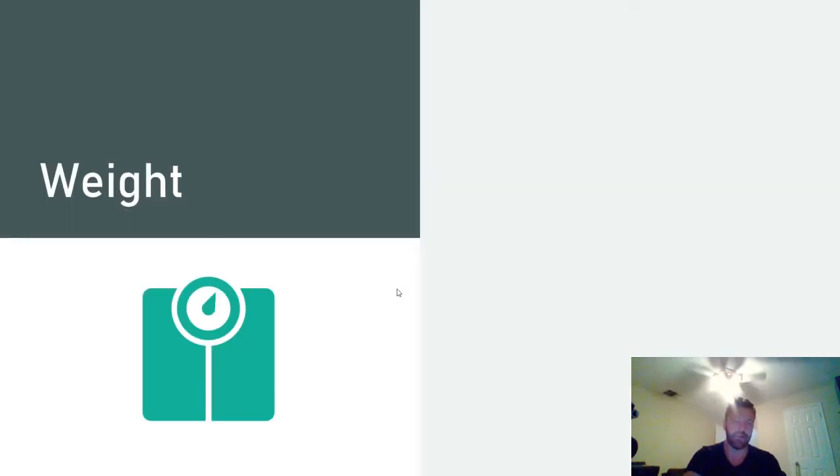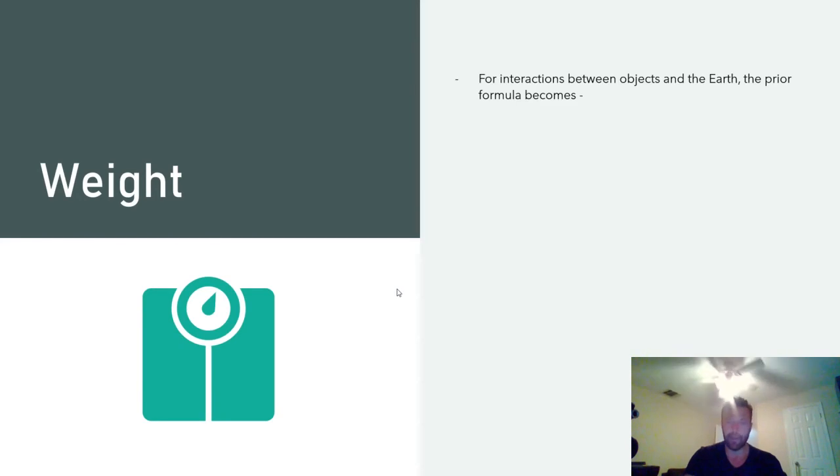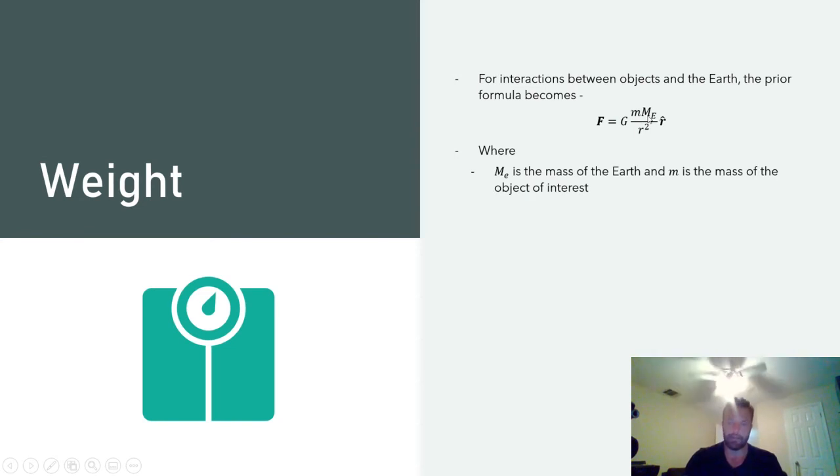So getting to that point, let's talk about this concept of weight. If you're talking about the interaction between any object, say it has mass m, and the Earth, say it has mass big M sub e, we can customize this formula. All that I did here is take M1 as m and M2 as M sub e. So as we said previously, M sub e is the mass of the Earth, and m is just the mass of whatever object we're talking about.